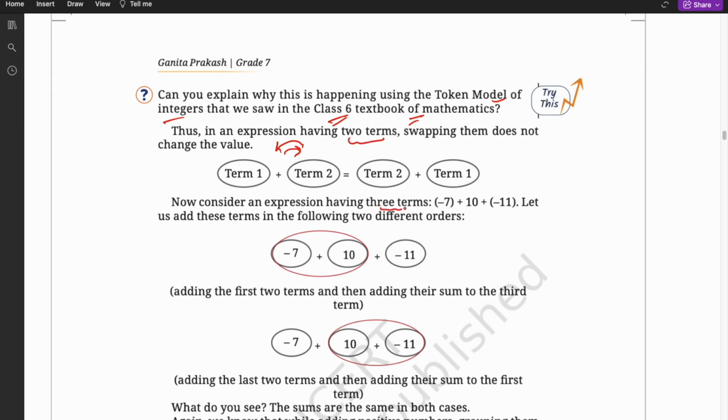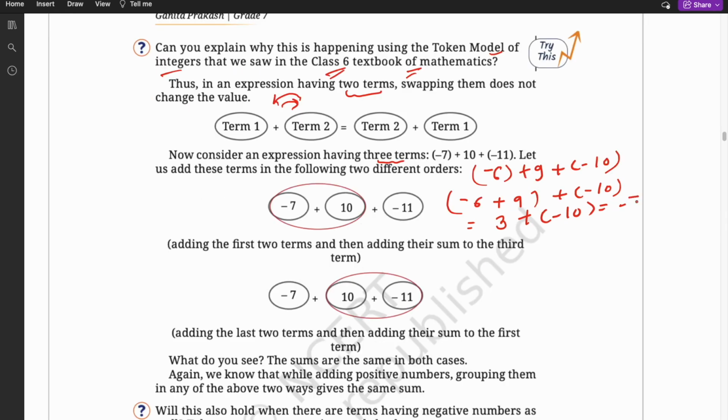Now considering 3 terms, अगर 3 terms हैं, suppose numbers are -6 plus 9 plus -10. So suppose हम -6 plus 9 add कर रहे, then -10 add करेंगे. So what will the answer? -6 plus 9 is 3, plus -10, so answer is -7.